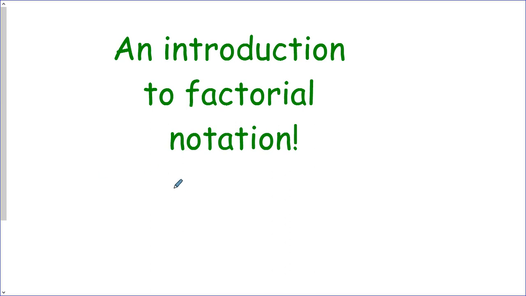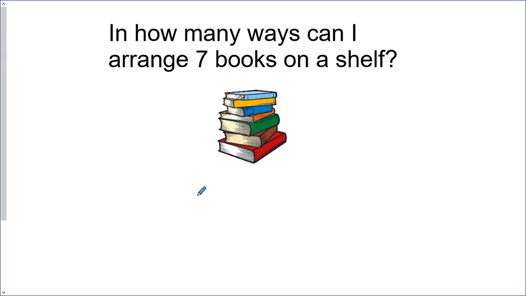Okay, so in this video we're going to be introduced to what's called factorial notation. We'll encounter it by looking at one or two examples. So, for example, in how many ways can I arrange 7 books on a shelf? Well, I've got a choice of 7 books for the first place.